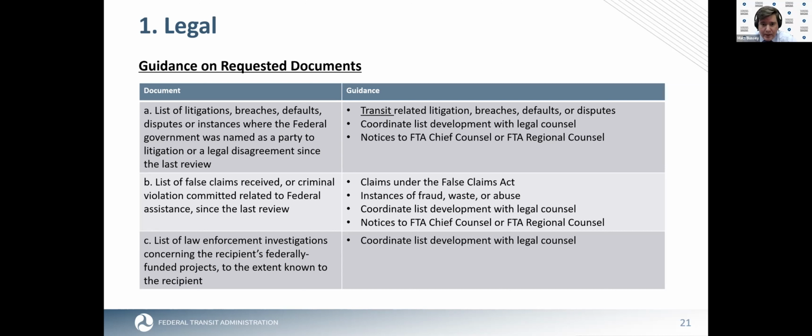Then in addition in legal, we're looking for a list of false claims under the False Claims Act, as well as any instances of fraud, waste, or abuse. Again, these are things that need to be reported to the FTA Chief Counsel or FTA Regional Counsel. So again, work with your legal counsel to make sure that everybody's on the same page as far as whether you have any of those, and provide an accurate list to your reviewer.